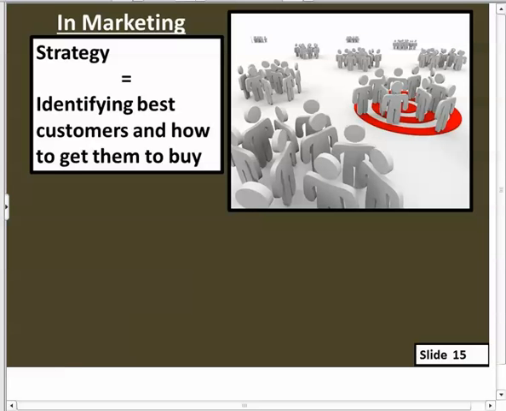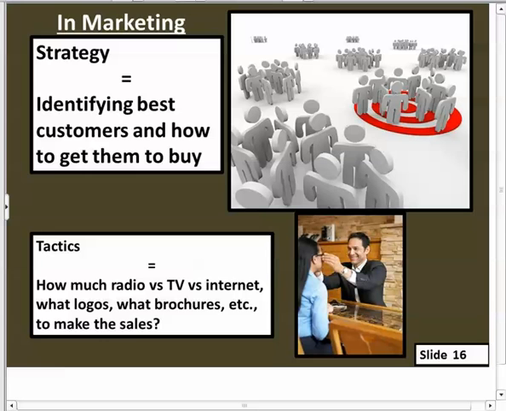In marketing, strategy is the big picture again. It's how you're going to identify where those customers are most likely to be and what are going to be the motivations that are going to cause them to want to buy from you. That's the big picture. And then the tactics are the individual decisions that you make.